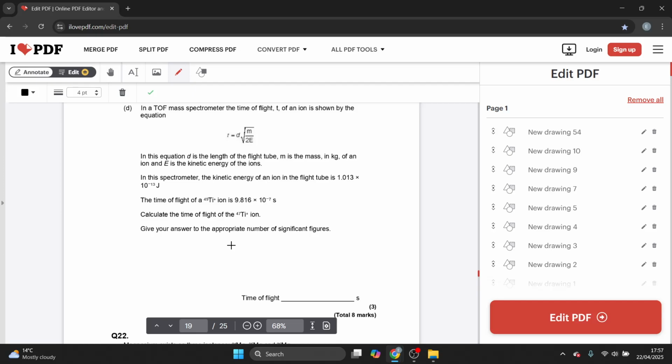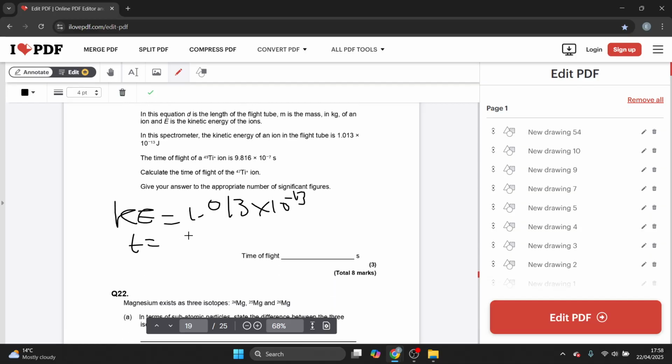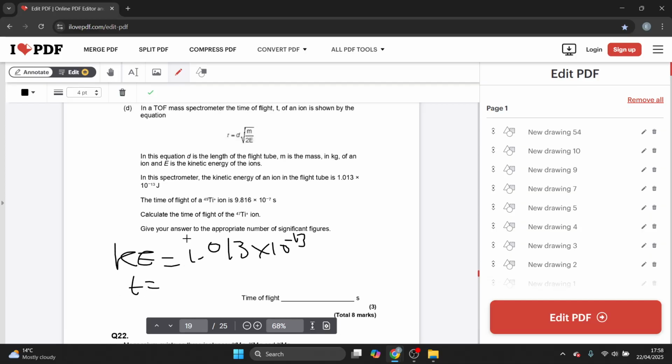Alhamdulillah. Kinetic energy is this: 1.013 times 10 to the power minus 13. Time is this. Okay, this one's a different one, because it wants me to find the time of a different ion, and it's giving me the kinetic energy of the ions.